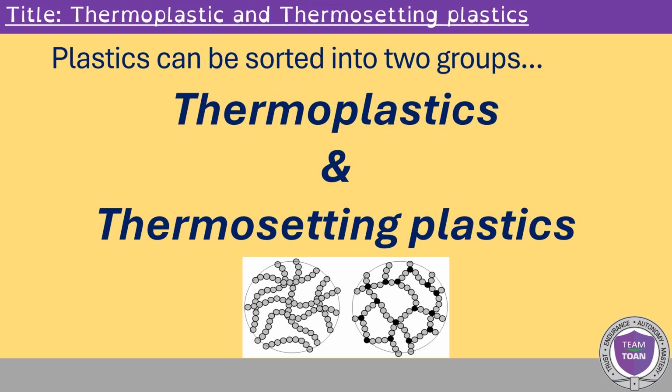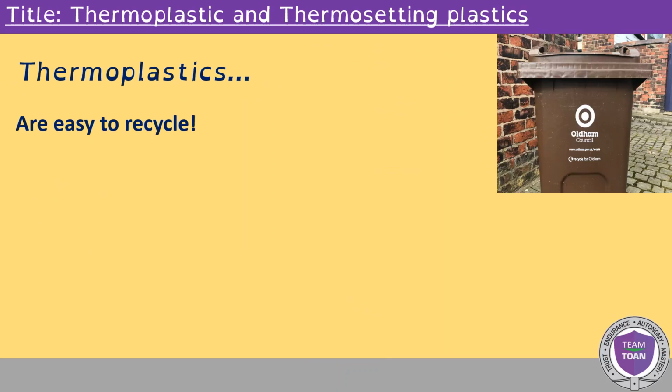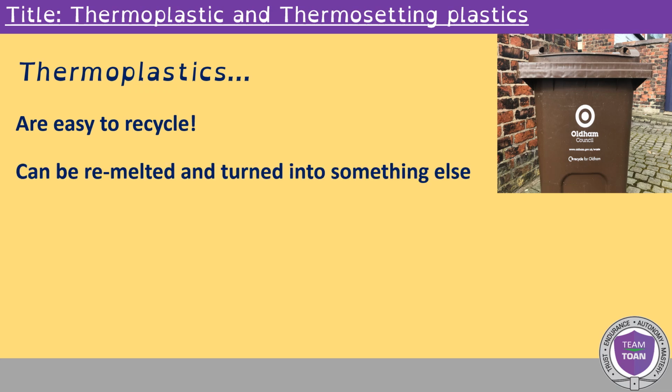So plastics can be sorted into two groups. You've got thermoplastics or thermoforming plastics and thermosetting plastics. Thermoplastics are things like bottles and food packaging, things that we use on a daily basis. Thermoplastics are really easy to recycle. They can be remelted and turned into something else.